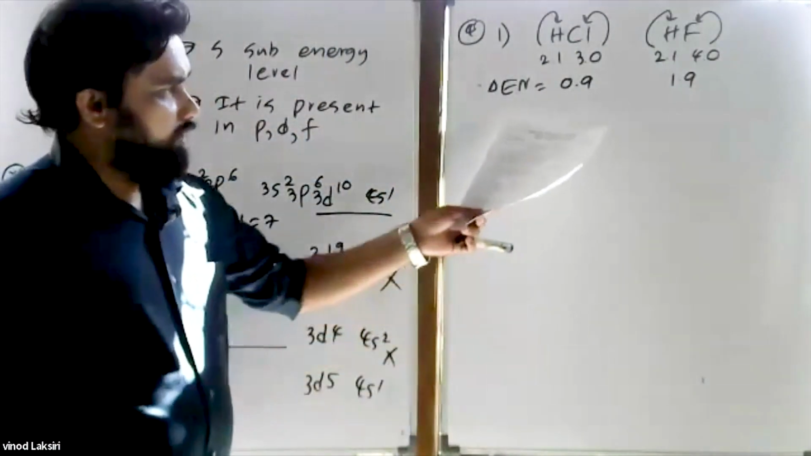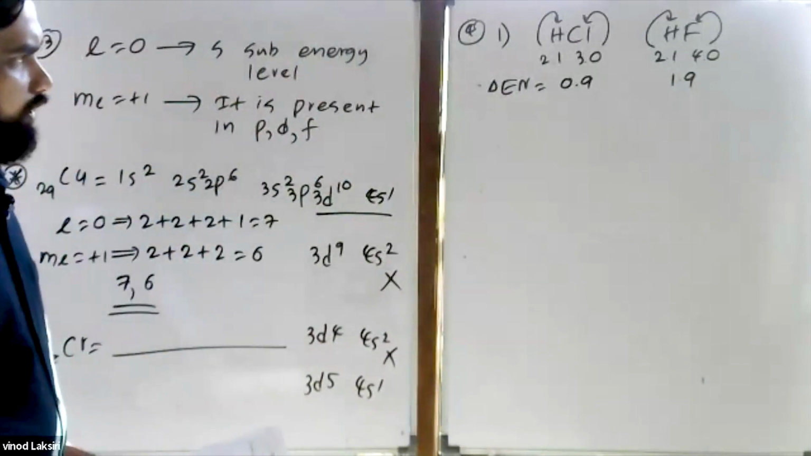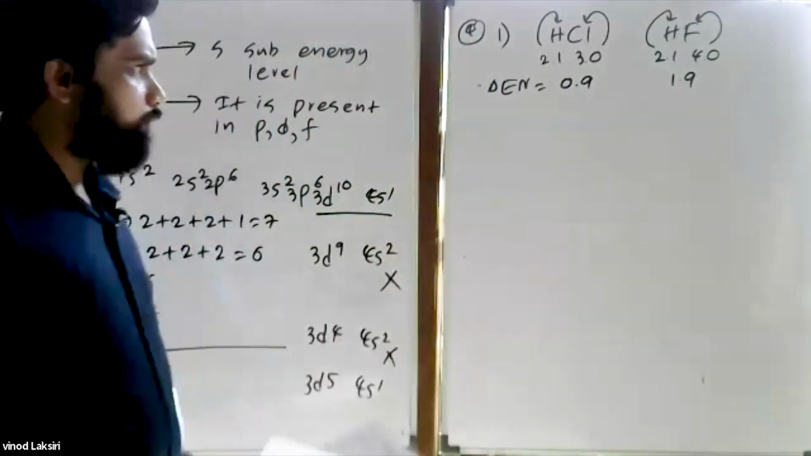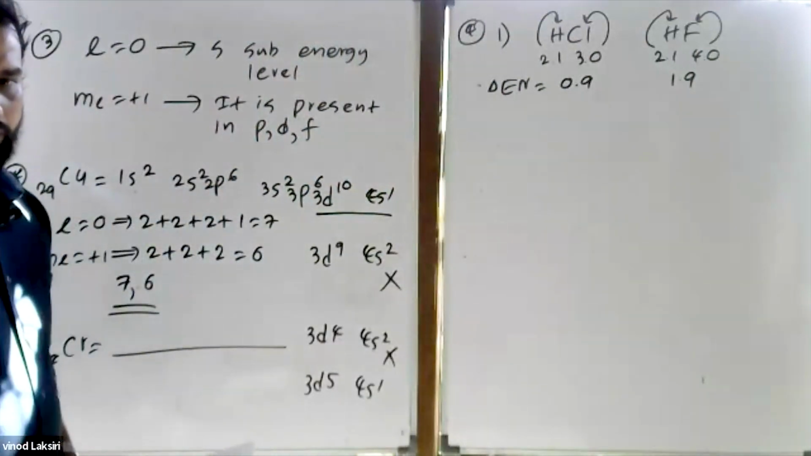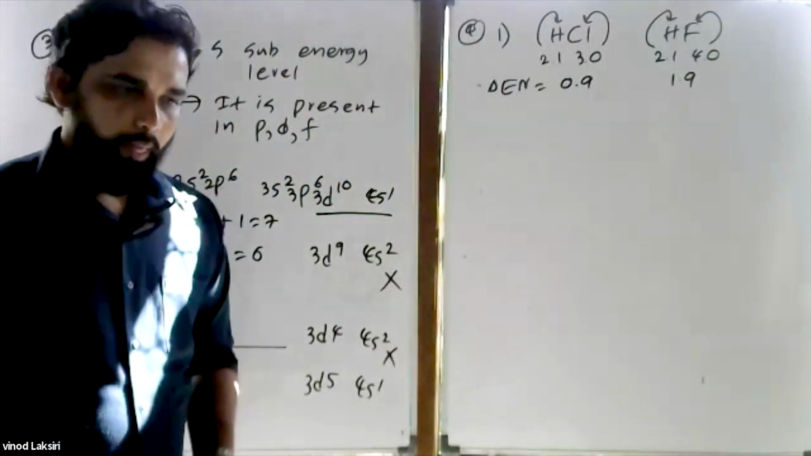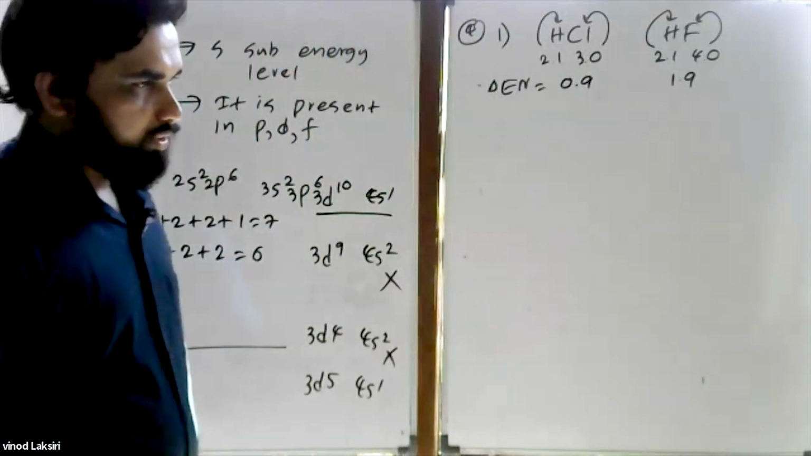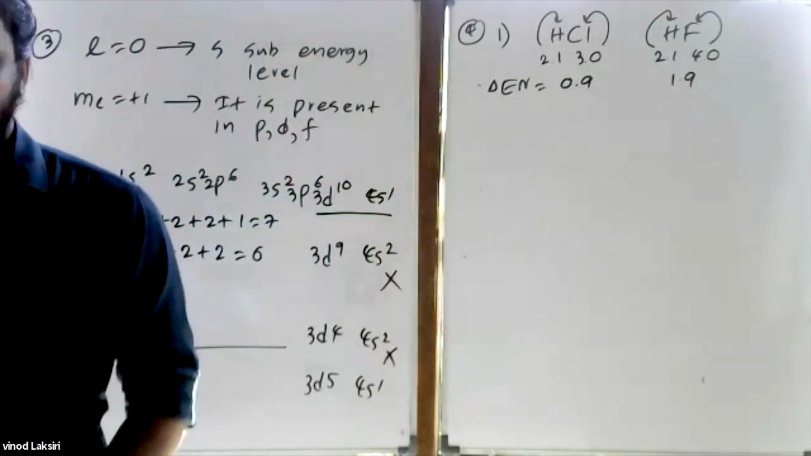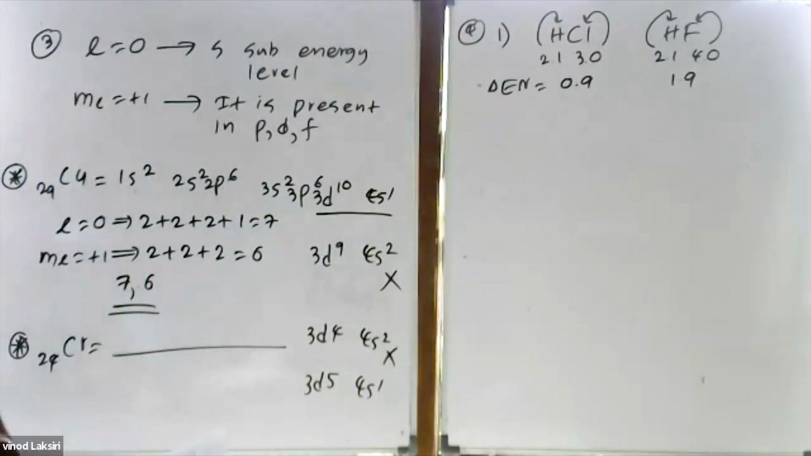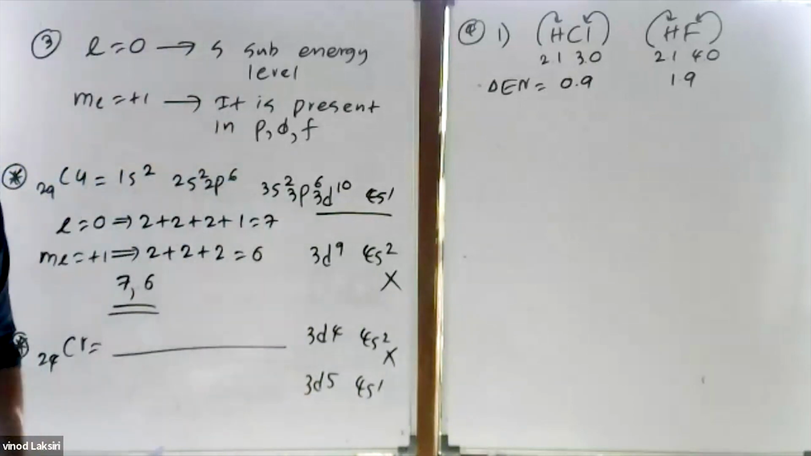Right? Then write down this one. Therefore, among HCl and HF, HF is more ionic. And remember, you have to remember these electronegativity values, because some students think there is no need to remember them. But the electronegativity values of group number 1, period numbers 1, 2, 3, at least 1, 2, 3 should be written. 1, 2, 3 is enough.